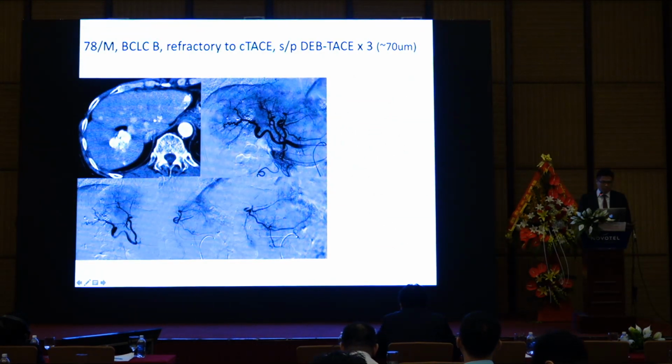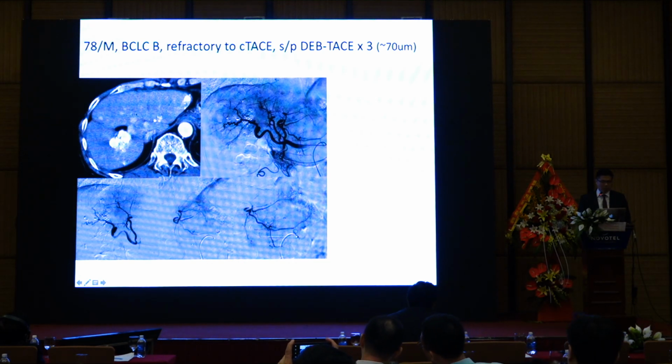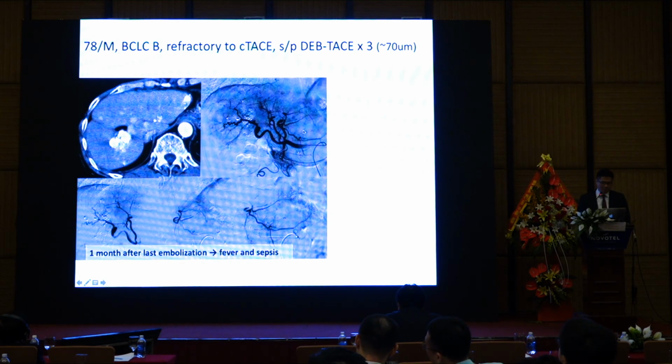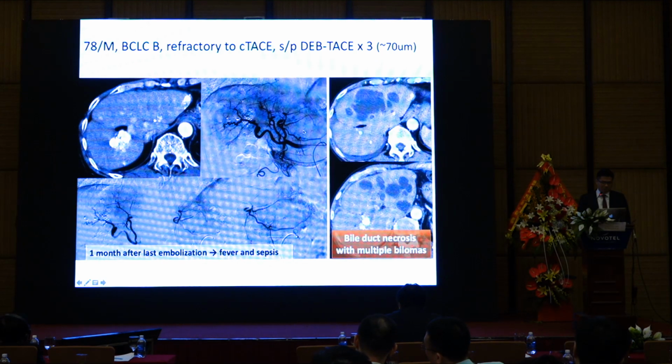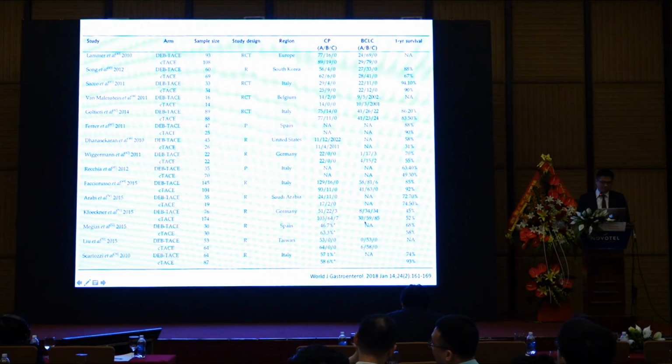So this is the case. You can see that this patient was refractory to conventional TACE with multiple recurrent viable tumors over both lobes. From the angiography, you can see the feeding artery is very fine, and we chose the smaller beads. However, after 2 treatments, fever and sepsis occurred, and the follow-up CT image shows multiple biloma formation. That means bile duct necrosis with multiple bilomas.